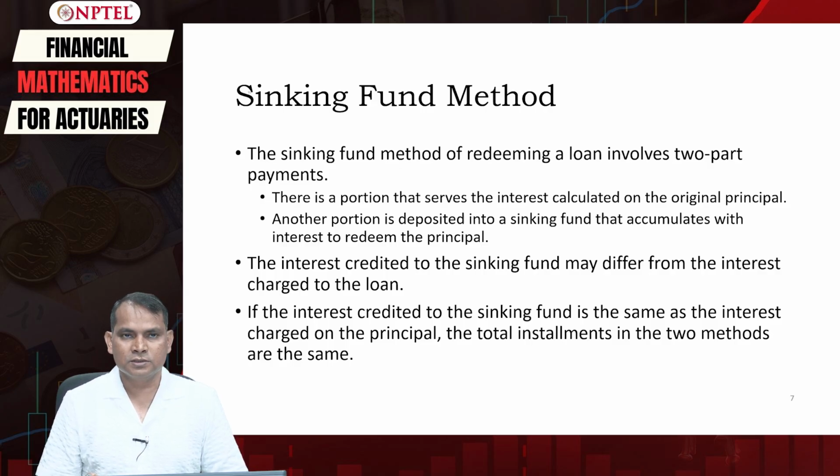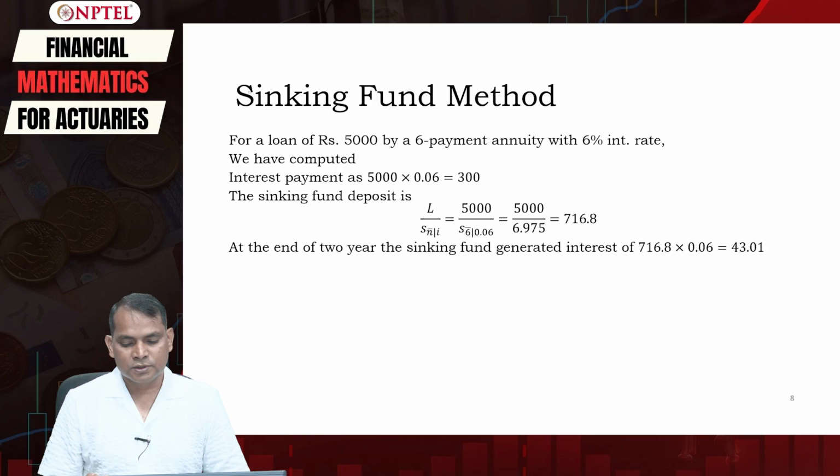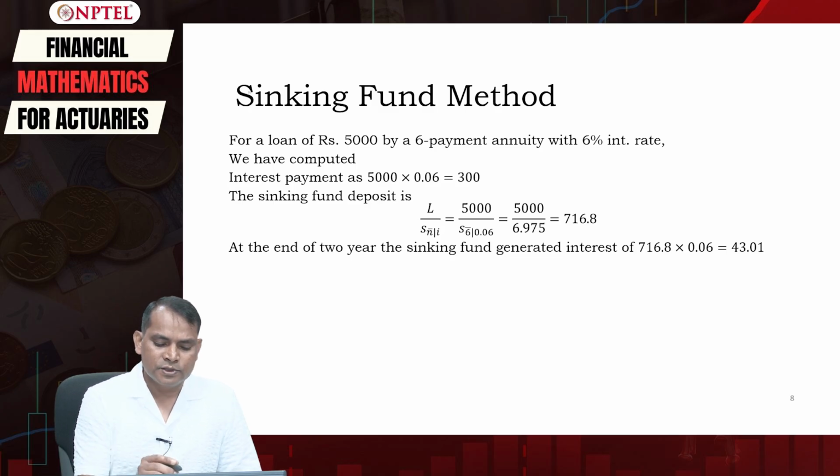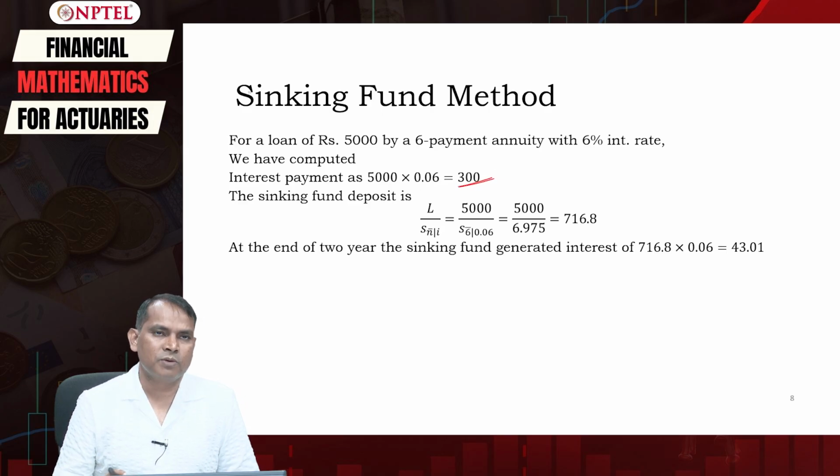Let us understand this. We have already done it, but we will just recall whatever we have learned. Consider the same example we have taken again: a loan of rupees 5,000 by a 6-payment annuity with 6% interest rate. We have computed the interest payment as 300, and the installment as 1016.81.